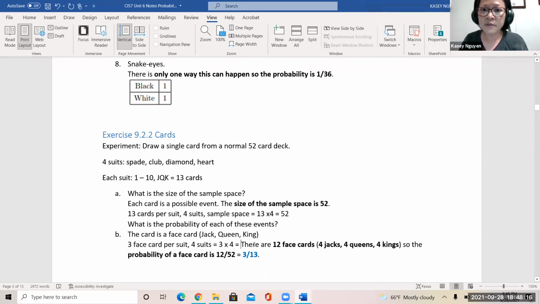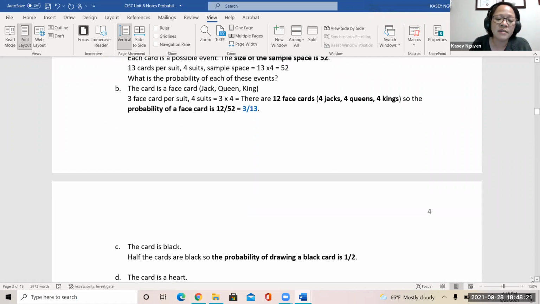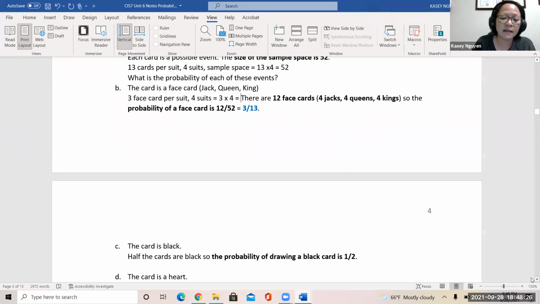Okay, so now we're going to look at the next scenario and we're going to do the assignment together. It's not too long. So what if I want cards that are black? We know that there are two suits that are black and 2 suits that are red. So 50% of the cards are black and 50% are red. Half of the cards are black and the other half is red, so that's going to be 1 over 2.